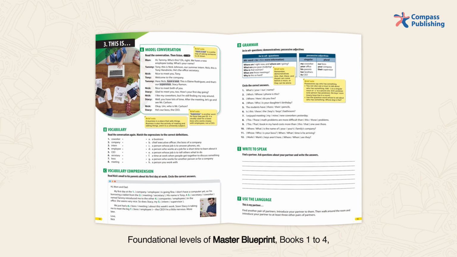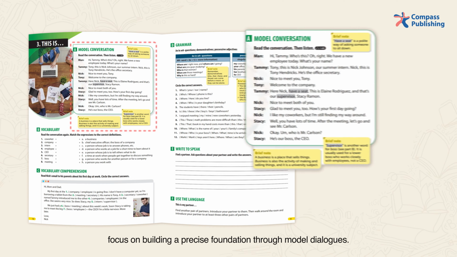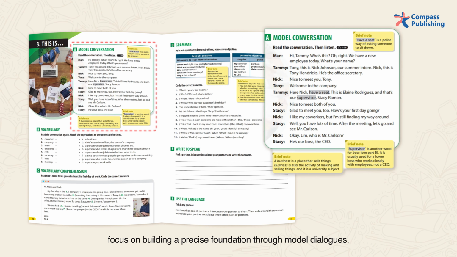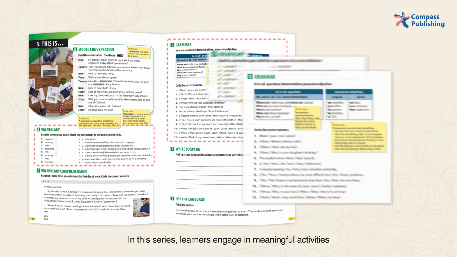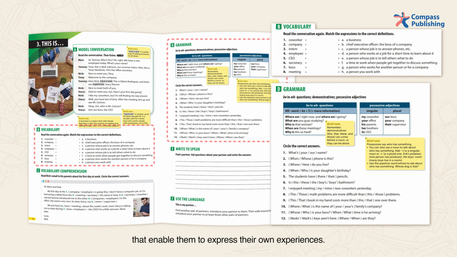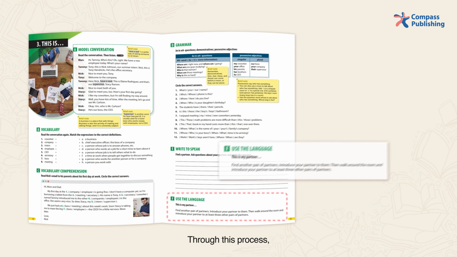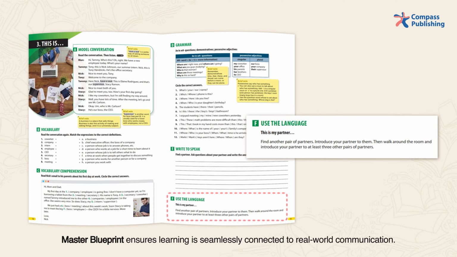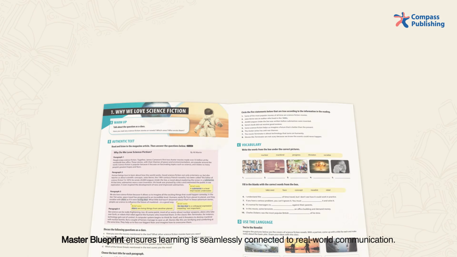Foundational levels of Master Blueprint, books 1 to 4, focus on building a precise foundation through model dialogues. In this series, learners engage in meaningful activities that enable them to express their own experiences. Through this process, Master Blueprint ensures learning is seamlessly connected to real-world communication.